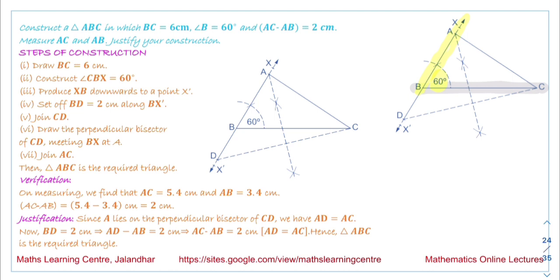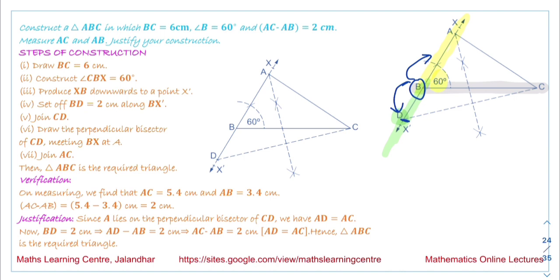Then we will produce XB downwards to a point X dash. Produce XB means we are extending this line in this direction. And we will mark this point D over here at a distance of 2 centimeters along BX dash. In the previous case, we marked the point on this line BX. Now we are marking the point on the line BX dash, that is in the opposite direction of BX.